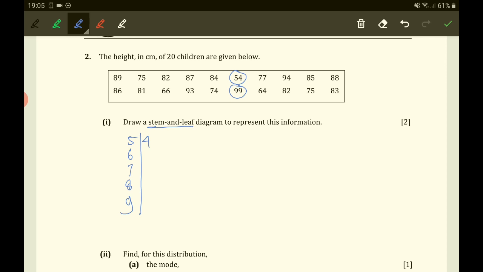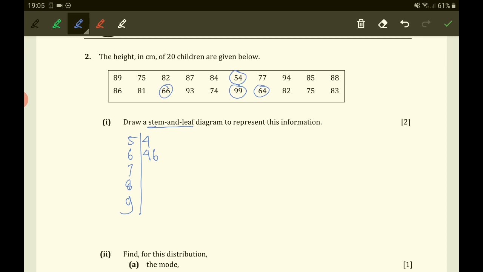I think we have 64. Where is the 6? Okay, so we have 64, so 6 and then 4 right here. And then what we have again, 66. So 6 and 6, yeah. And then do we have another 6? Okay, I think no, yeah.